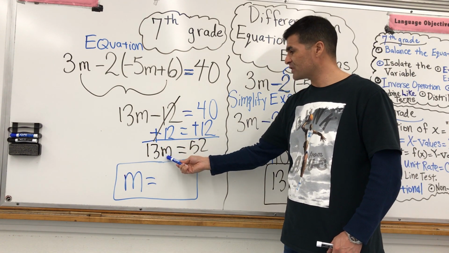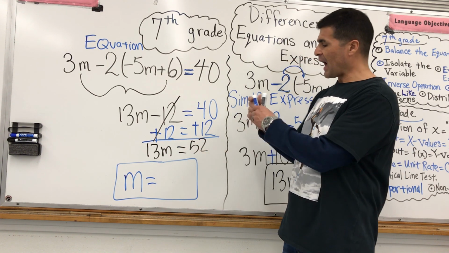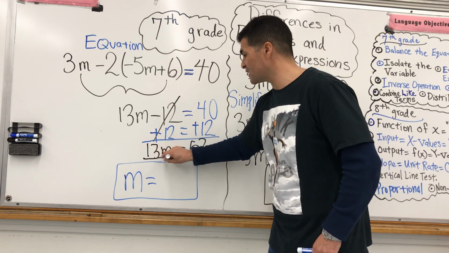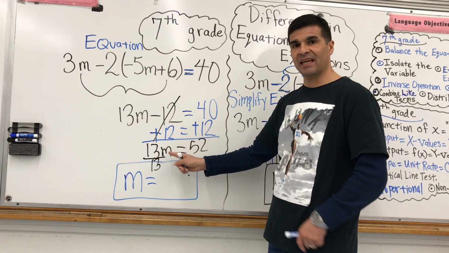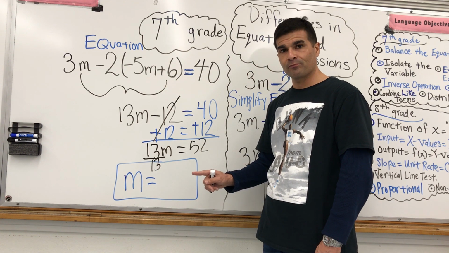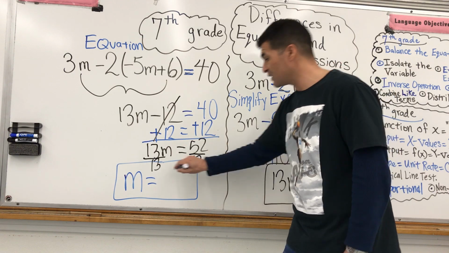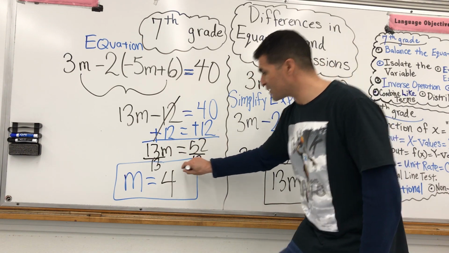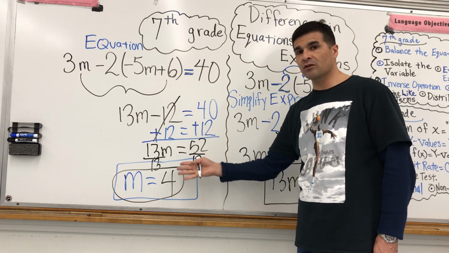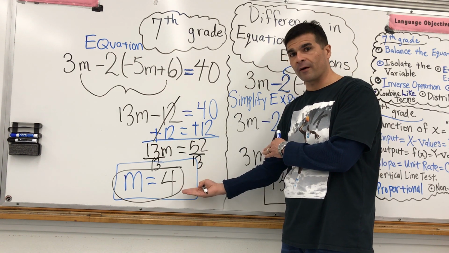What multiplied by 13 equals 52? See, this what is the variable. I can find out what m is if I divide the 13m by 13. I've officially isolated this variable because 13m divided by 13 is 1m. And if I balance the equation, 52 divided by 13 is 4. This is what the solution looks like in an equation. For equations, the solution looks like m equals a number. m equals a value of 4.